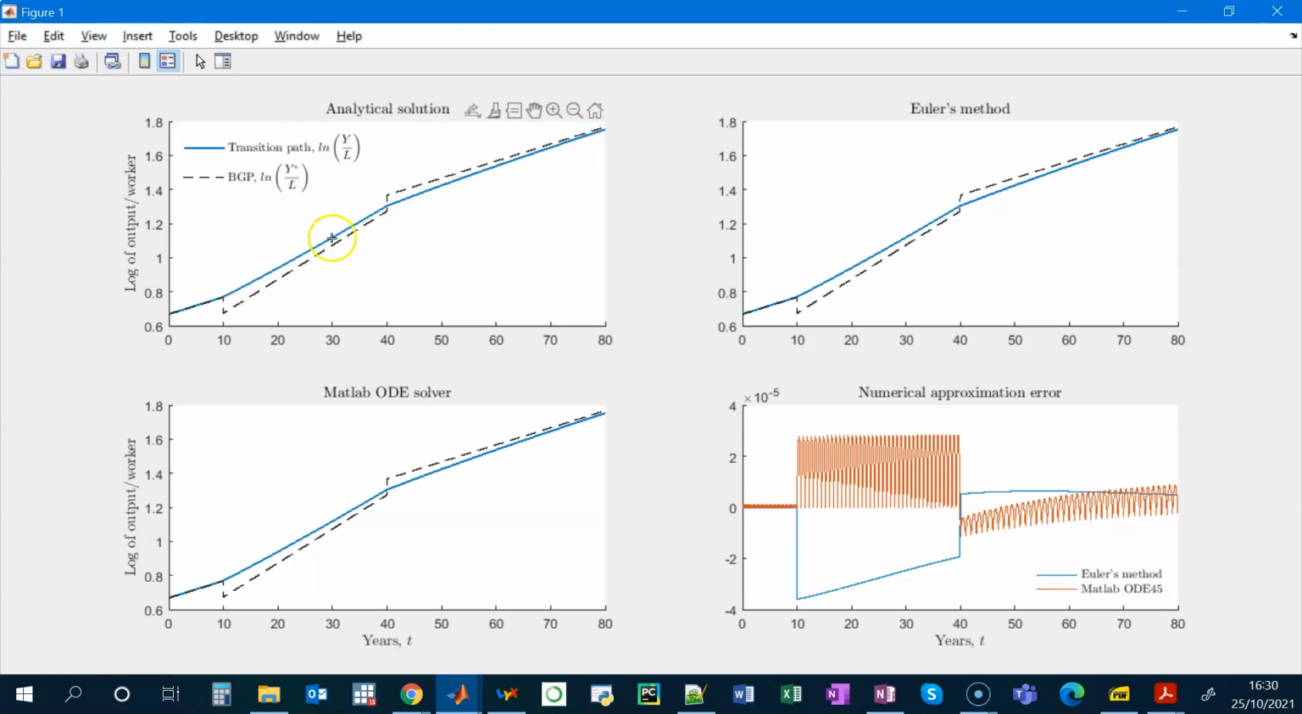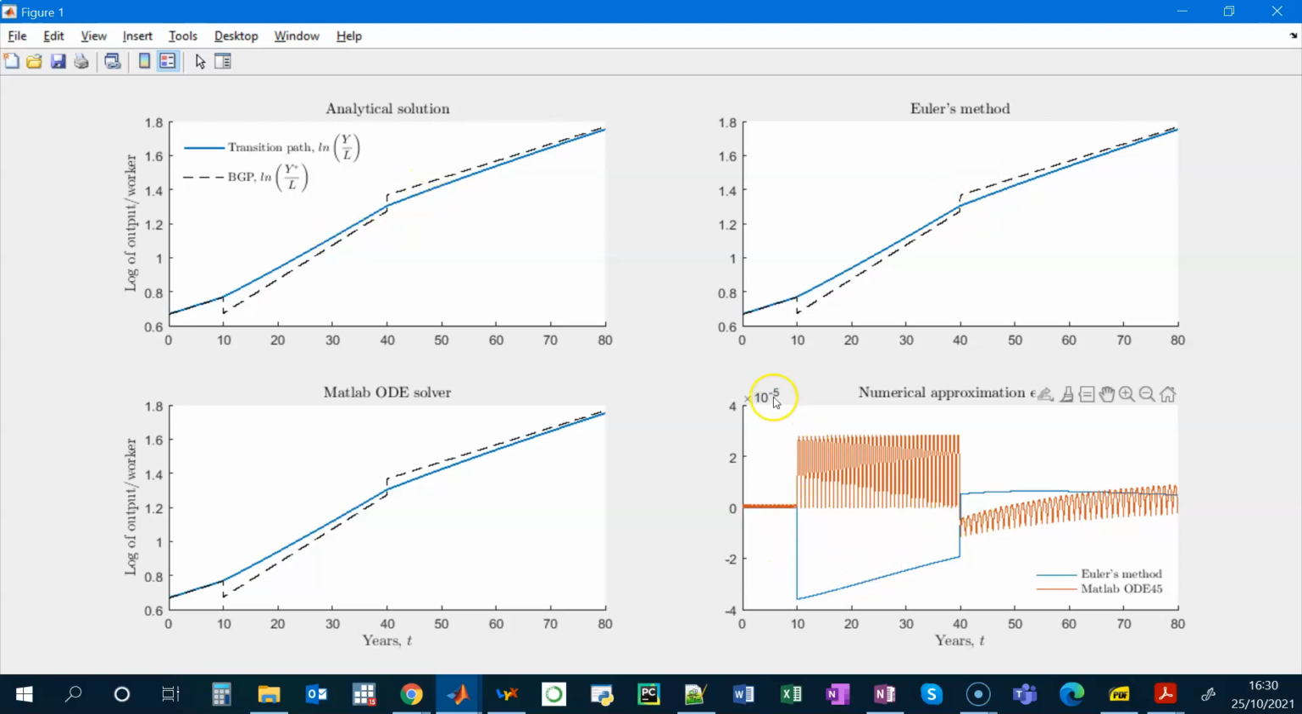And the blue here is the transition path. This is the analytical solution. This is using Euler's method. And this is using MATLAB's inbuilt ODE solver. And they all look very similar. And this final quadrant here is just the numerical approximation error. So the blue line is the difference between this blue line here, the solution as found using Euler's method, and the solution found using the analytical solution.